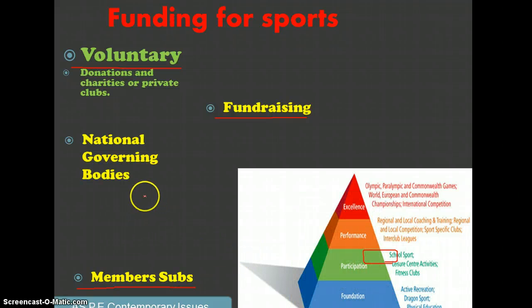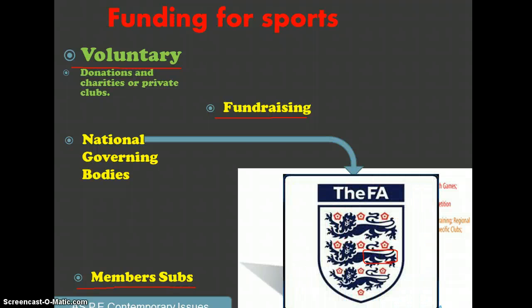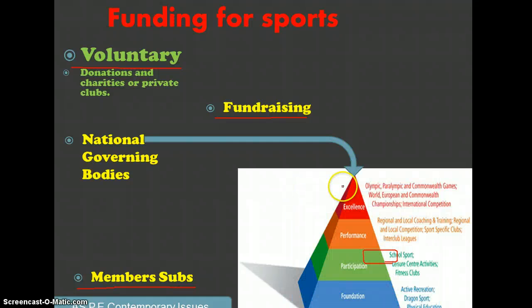And the last and quite important one of the voluntary sector is the national governing body. So every one of the sports has a national governing body, obviously, and these guys take care of sporting excellence. If we think of an example of that, we could say the FA, a very obvious one there. The Football Association, they take care of the top of this pyramid.